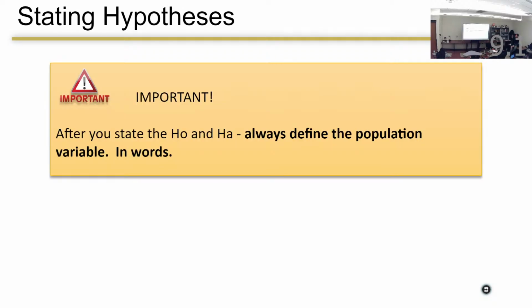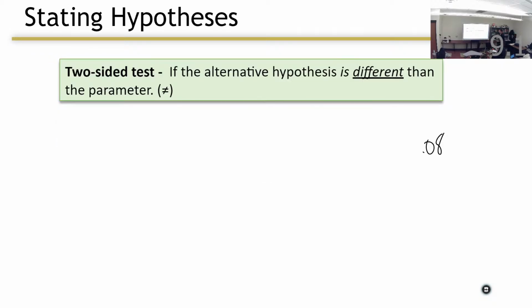All right, here we go. I can't emphasize this enough. Make sure you define that p, or define that mu. Define it in words. I'm going to give you some hints tomorrow that will help you, so you won't mess this up. You have an H0, you have an Ha, and then you have to tell me what the p or the mu is. Three things.